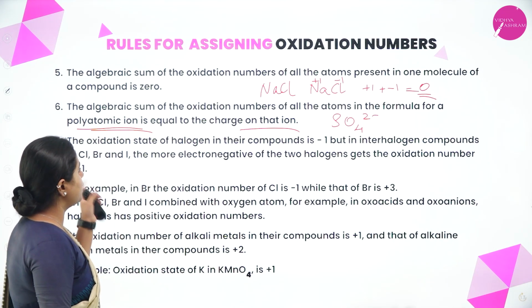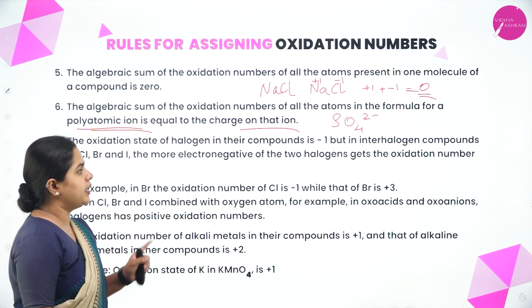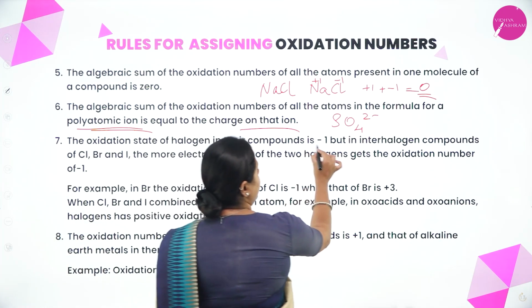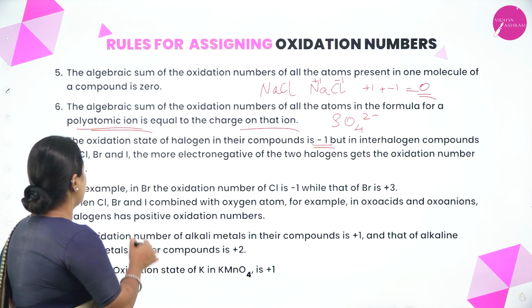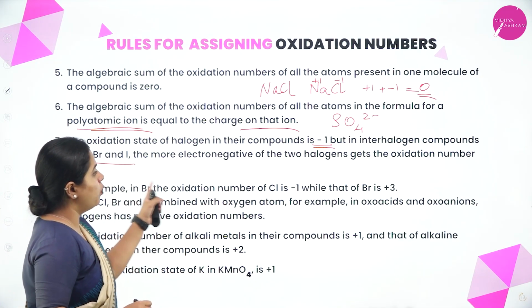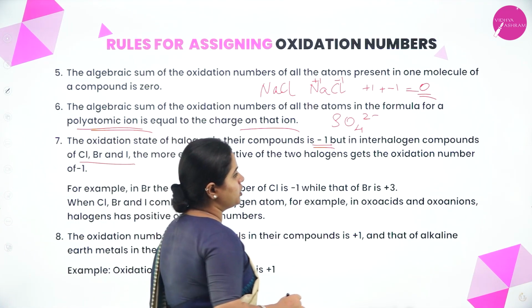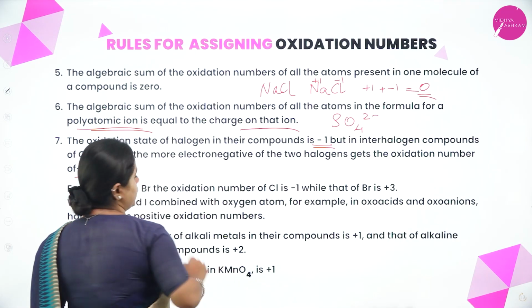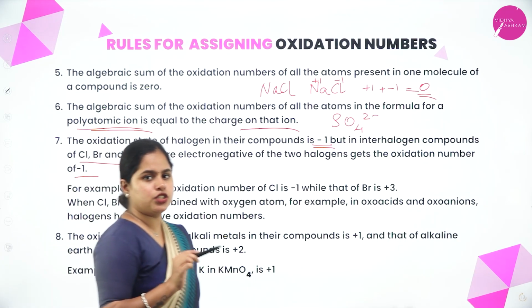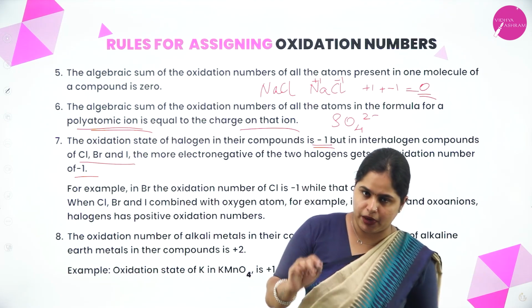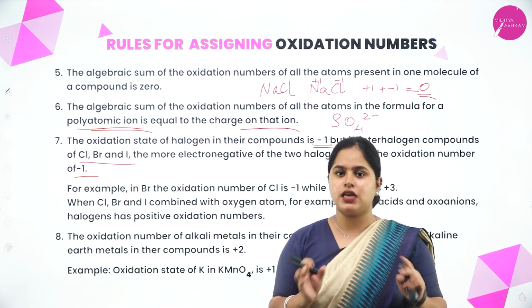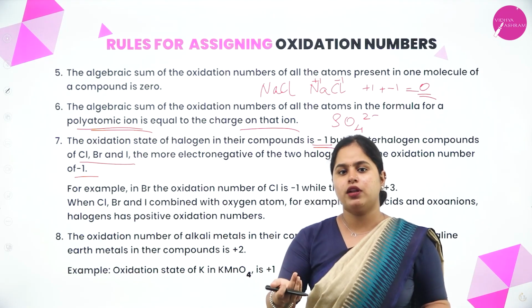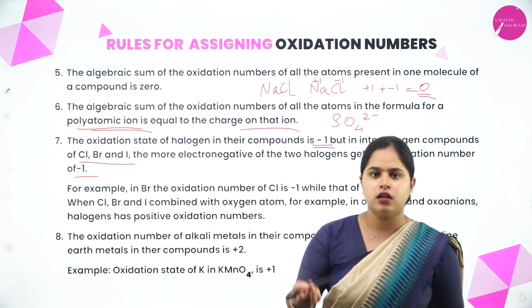Now, moving on to the next one: the oxidation state of halogens in their compounds is -1. For halogens, it is -1. But in interhalogen compounds of chlorine, bromine and iodine, the more electronegative of the two halogens gets the oxidation number -1. So, generally, if you find halogens, the oxidation number will be -1. If it is an interhalogen compound, that means both the elements are halogens, then the more electronegative one out of the two will get the -1.